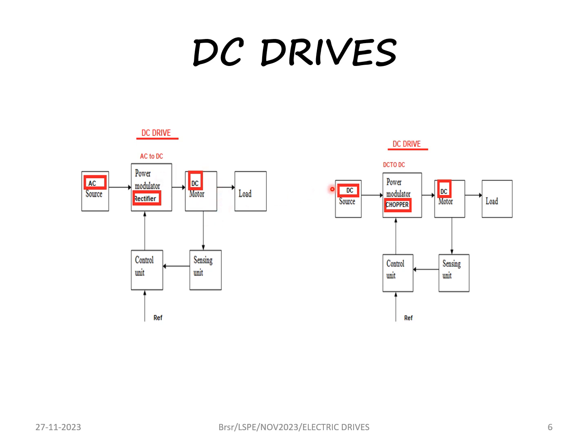If the available source is DC, then before feeding it to a DC motor, the voltage has to be stepped up or stepped down to the required levels using the power modulator. A power modulator which converts DC to DC is called a chopper. So this type of DC drive is called a chopper fed DC drive.